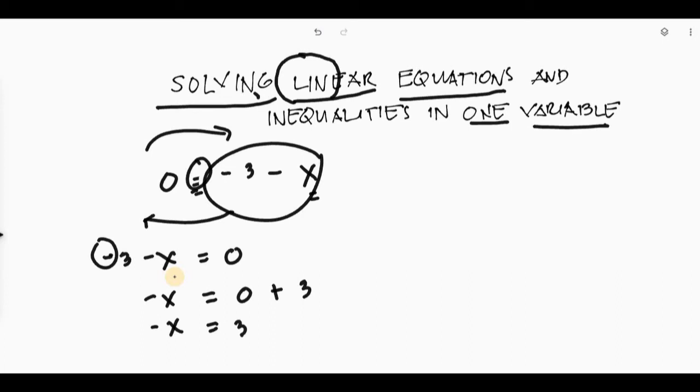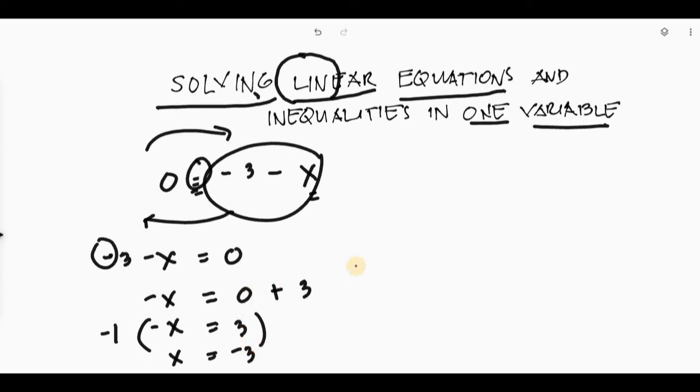No negative variable, but the value of the variable could be negative. Okay? Kasi wala namang negative x. But the value of x could be negative. Alright? So, what we are going to do is to multiply this one by negative 1 para maging positive. So, x is equal to negative 3.